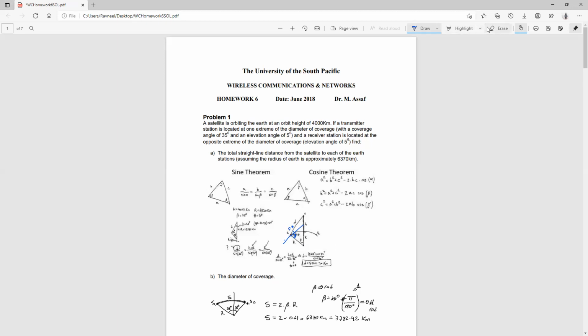Now we know the total angle from here till here is 5 degrees plus 90, so it is going to be 95 degrees. So the angle over here is 95 degrees. The angle of coverage between this satellite and the Earth station is given by 35 degrees, so this angle over here is 35 degrees. Let's say beta is equal to 35 degrees.